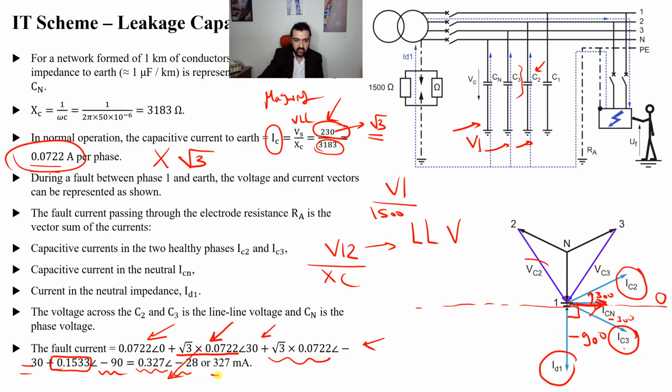It will be 327 milliamperes. This is the magnitude of the current. Now look carefully here. We started with 153.33 milliamperes, and now the current became 327 milliamperes due to this leakage capacitance.